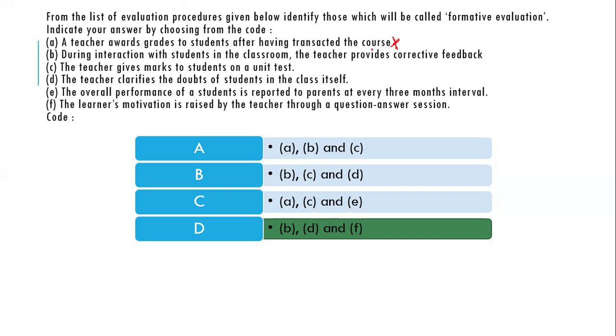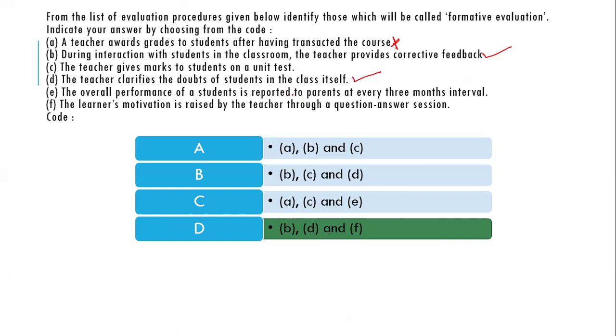Formative evaluation happens during the course. During interaction with the students in the classroom, the teacher provides corrective feedback. Like a unit test or a seminar. The teacher gives marks to the students on a unit test. Yes, that would be good. Formative evaluation procedures, we'll check that. The teacher clarifies the doubts of students in the class itself. Yes, that would be the best option.